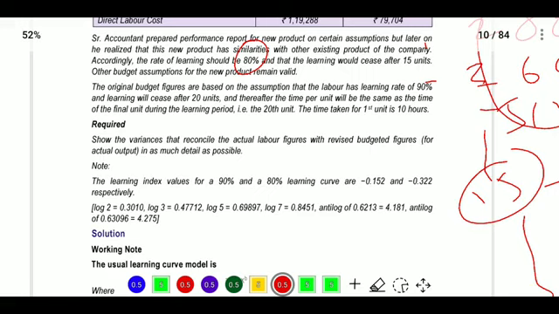Next, the original budget figures are based on the assumption that labor has a learning rate of 90%. So for the budget he has taken a 90% learning curve. Next, the learning curve will cease after 20 units. For actual he provided 15 units, now for the budget it will cease after 20 units.